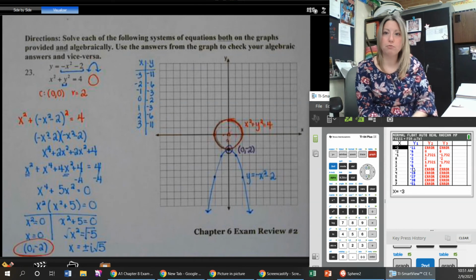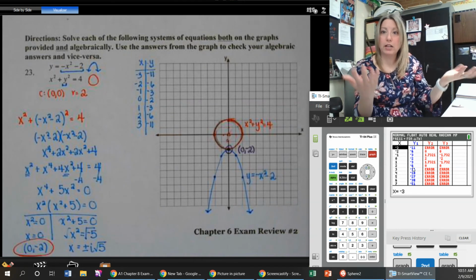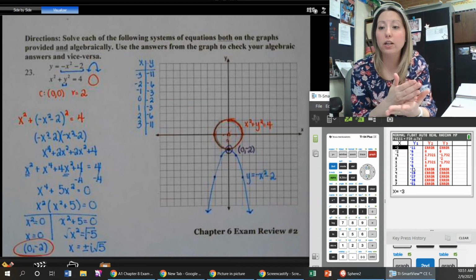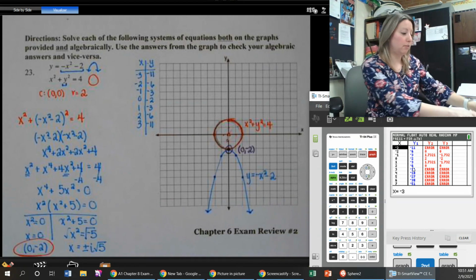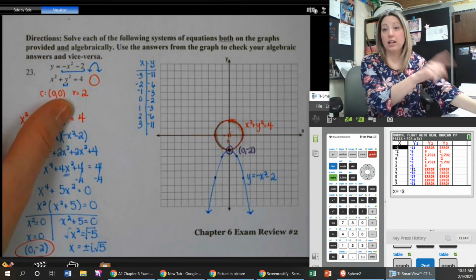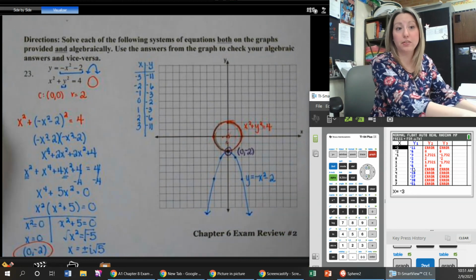Algebra, matching graph. That's how I checked myself. I knew looking at my graph I was going to get one answer, and I did. One intersection point. I got it. Okay, that's the tough one. That's the one that's going to be on the test, right?